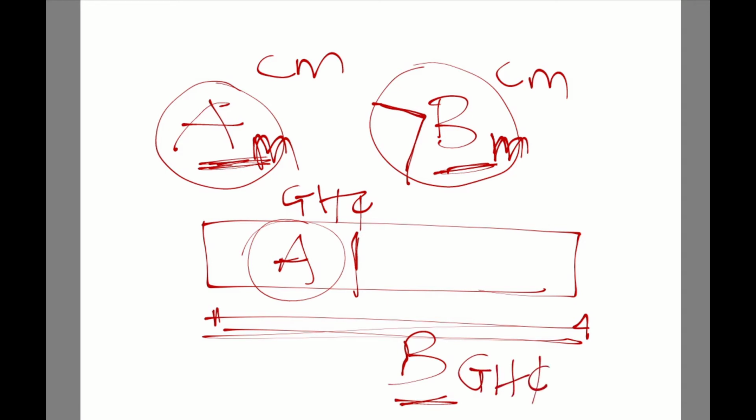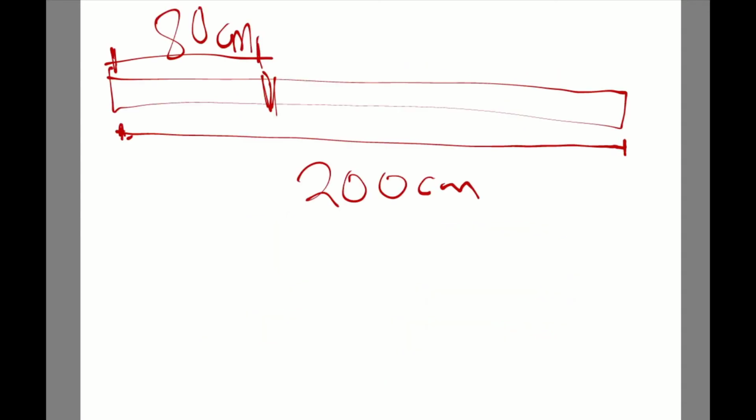Let's look at this example and then get what we are talking about. Okay, so we have a length of rod 200 centimeters, and we are going to find a portion of it which is 80 centimeters. So we are going to express 80 centimeters as a fraction of 200 centimeters. We are finding that portion of 200 centimeters, which is 80 centimeters. We are expressing that as a fraction.